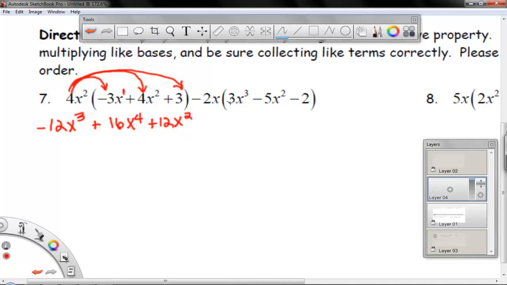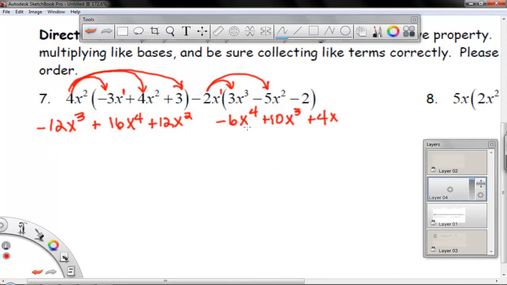Okay. Now let's take this one. Negative 2 times 3 will give me a negative 6. Then x to the first times x to the third will give me x to the 1 plus 3, which would be 4. Now, a negative 2 times negative 5 will give me a positive 10. x to the first times x squared will give me x to the third. And then last of all, a negative 2 times a negative 2 is a positive 4. And then the x to the first comes forward, which will just give me an x.